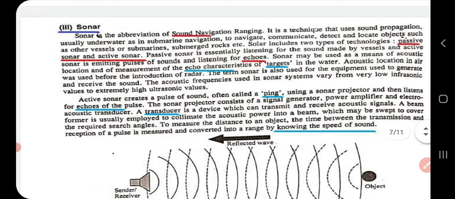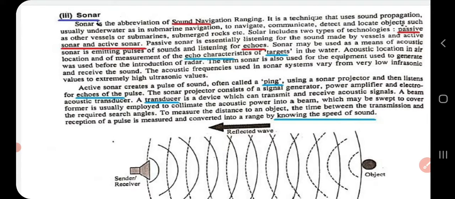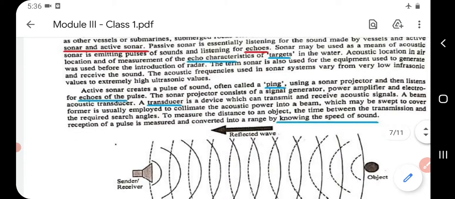One is passive sonar and the other is active sonar. Passive sonar means we are listening to the sound produced by the vessel or submarine, whereas in active sonar we are listening to the reflected sound waves from the target. These reflected sound waves are called echoes. These echoes will be the characteristics of the target that is located. In active sonar, the sound pulse that is sent is called a ping, P-I-N-G, and later using a sonar projector, we listen to the echoes for the pulse.